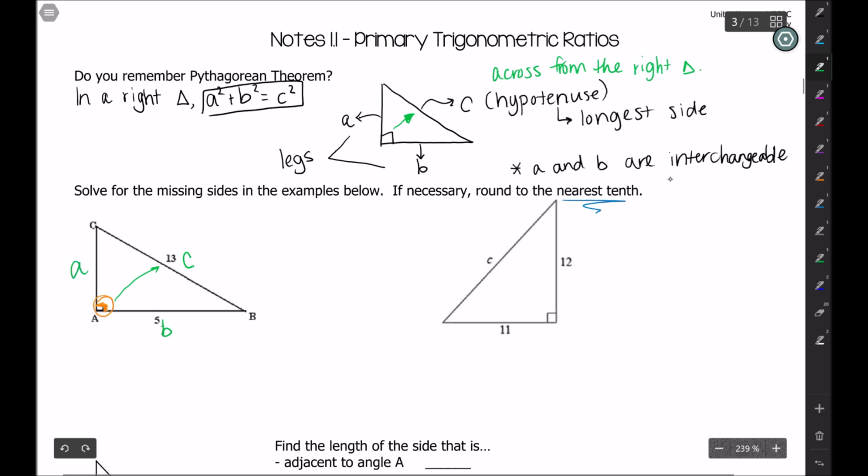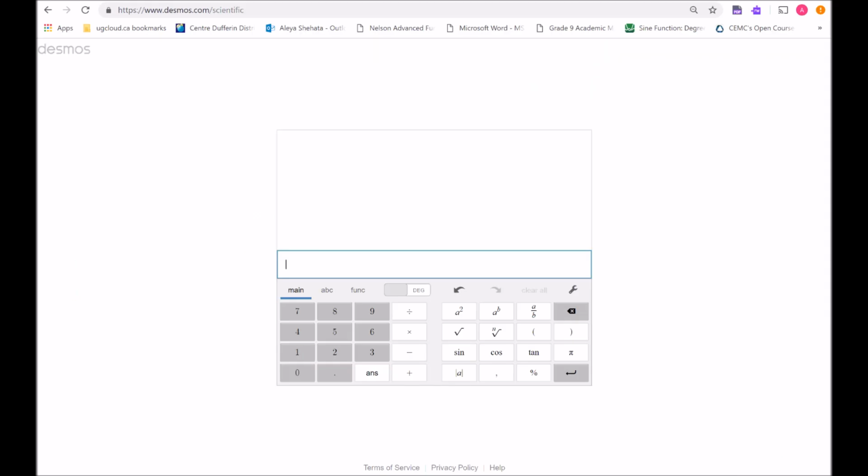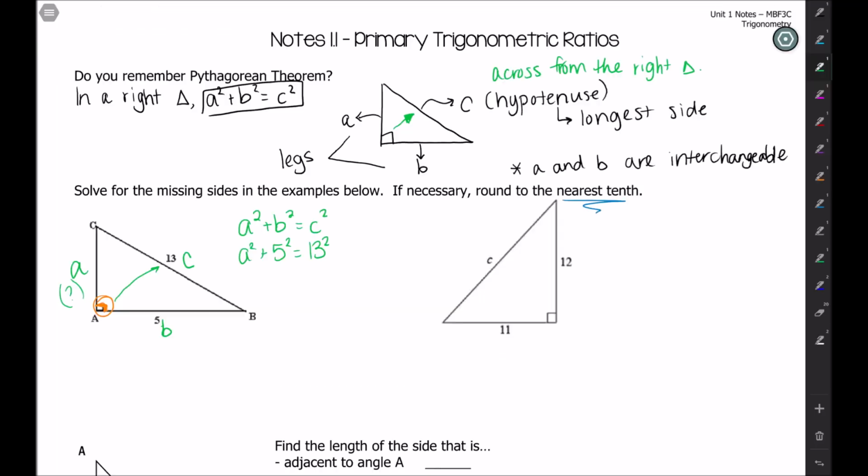Okay, so when I use the formula a squared plus b squared equals c squared, A is unknown, so we're going to leave it as a squared. B is 5, so I'm going to write down 5 squared, and C is 13, so I'm going to write down 13 squared. Now, I'm going to figure out what these values are, and I'm going to use the Desmos scientific calculator. But I know that 5 squared is 25 when I plug that in. And if you were to do 13 times 13, because that's what 13 squared means, make sure you don't do 13 times 2. You should get 169.